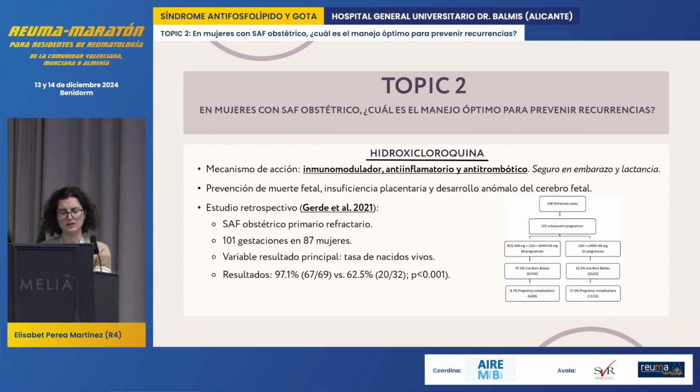A retrospective study published in 2021 focused on patients with primary refractory obstetric APS. It was observed that the live birth rate in patients who received 400 milligrams of hydroxychloroquine daily in addition to standard treatment was higher, as you can see, 97% compared to 62.5% in patients who did not receive it. Currently, there are 3 clinical trials underway investigating the role of hydroxychloroquine in obstetric APS, and they will surely yield results that will be useful.